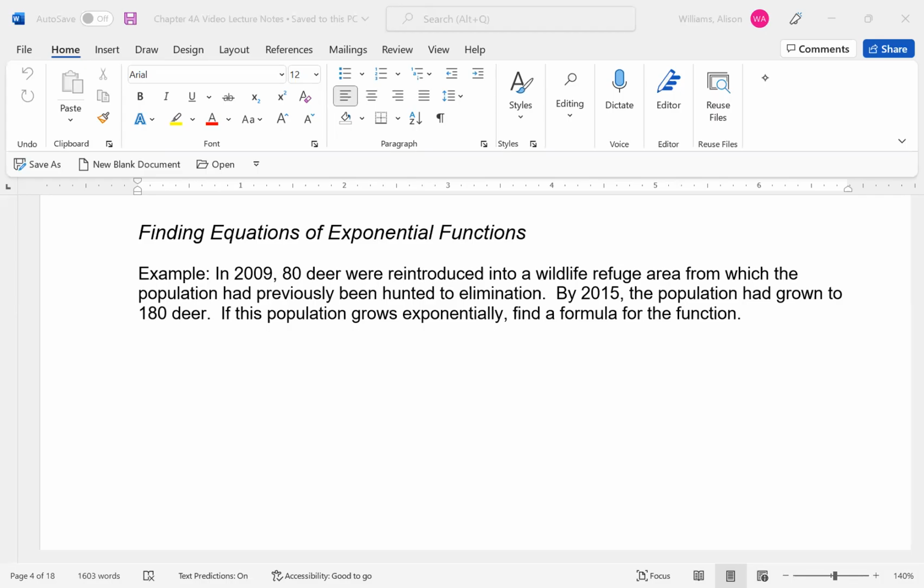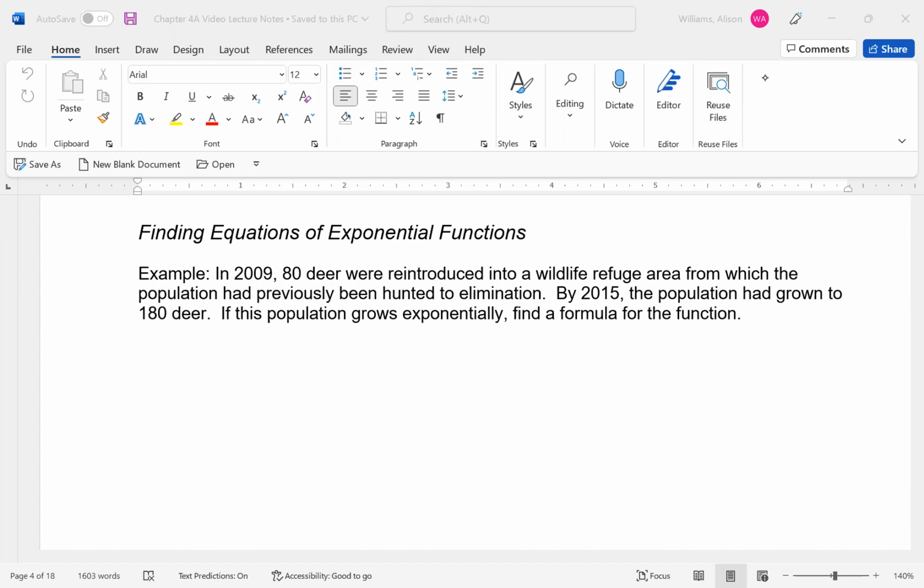In this video, we're going to look at how to find equations of exponential functions, and we'll do a few different examples, but they do end up revolving around the same idea. So in this example, we start with 80 deer introduced into a wildlife refuge, and by 2015, the population had grown to 180. So assuming this is exponential growth, let's find a formula for this.